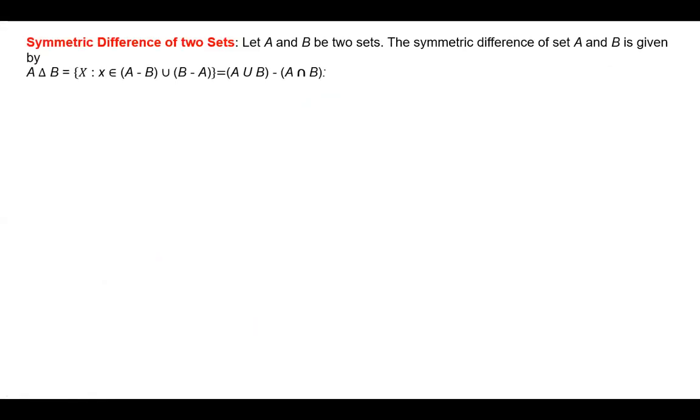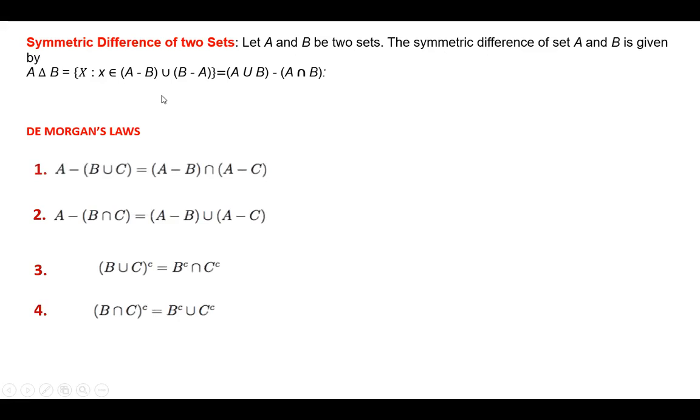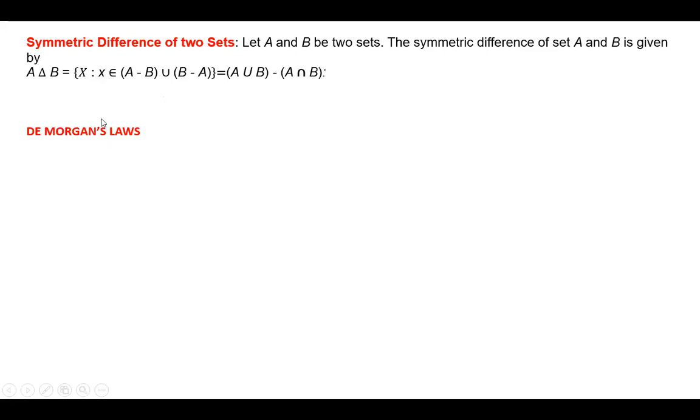All right, so the symmetric difference of two sets. Let's take a look at this example. Let A and B be two sets. The symmetric difference of two sets A and B is given by A, a triangle in between, and then B. But this one, I don't think it's part of your syllabus. So let me just skip it. I didn't see it in your syllabus, let's just look at the De Morgan's laws.